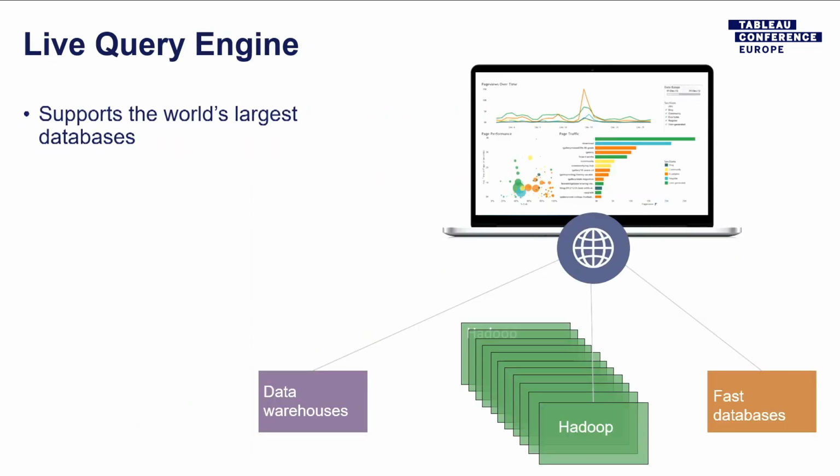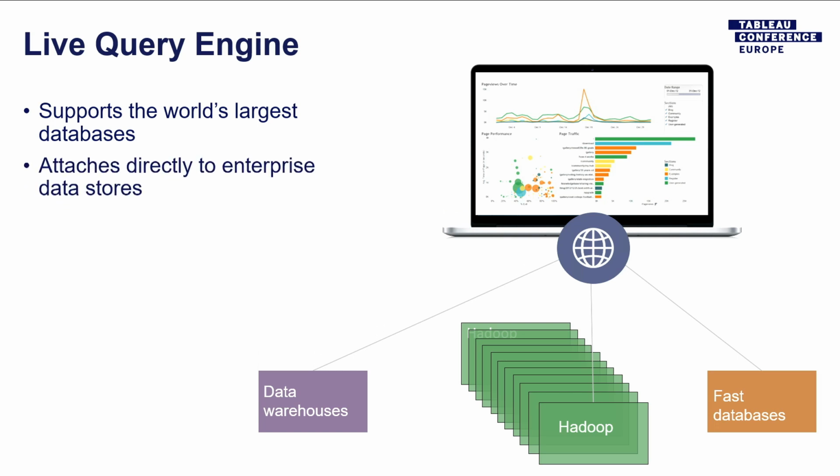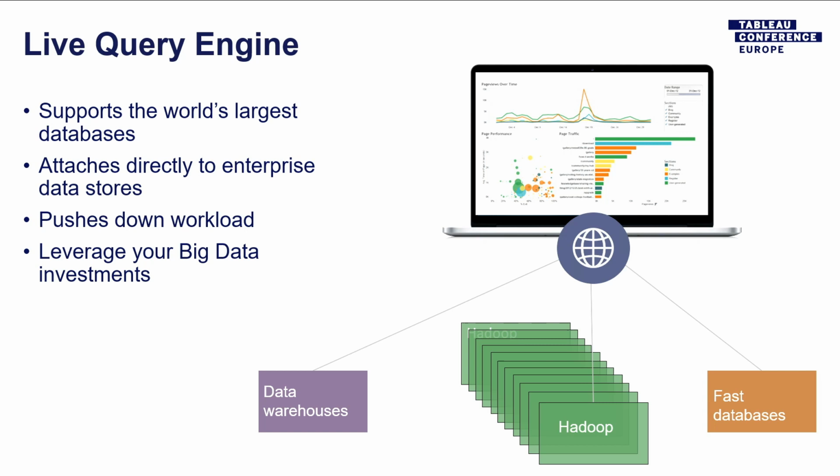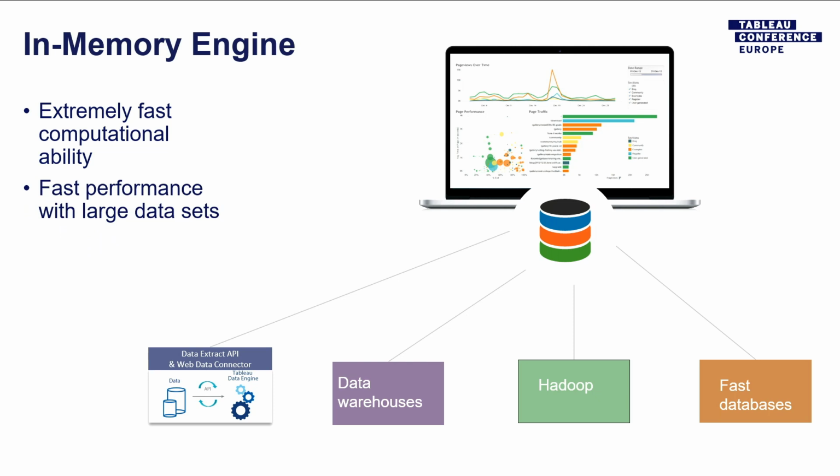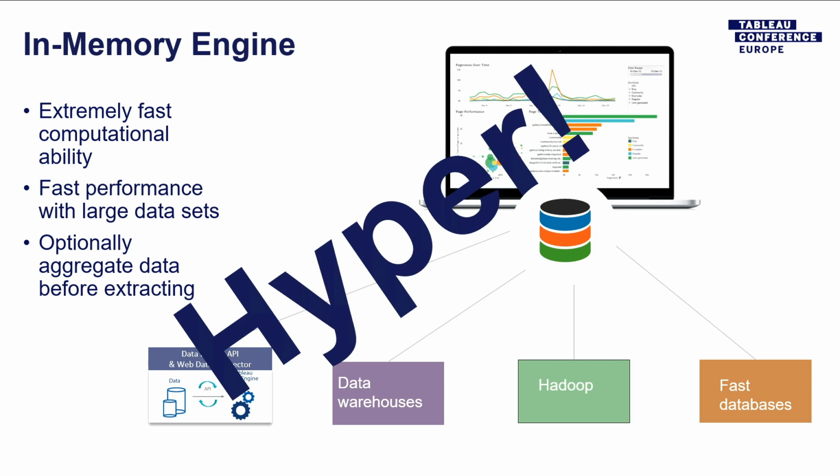To just drill down into each of these, with the Live Query Engine, you can connect to the largest databases, attached directly to your enterprise databases that you have internally or on premises or on the cloud, and you really make use of those investments. And with the in-memory engine, you can pull that data into an optimized format that is built for fast analytical queries. And you can pull that data from your database where you want to improve that performance. And that's, of course, Hyper, right? Since last year, that's Hyper, a great technology made in Germany. Let's hear more about that.